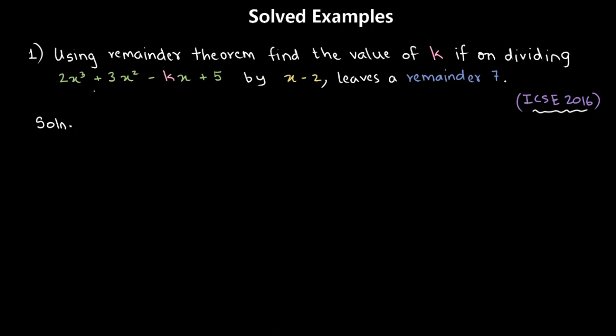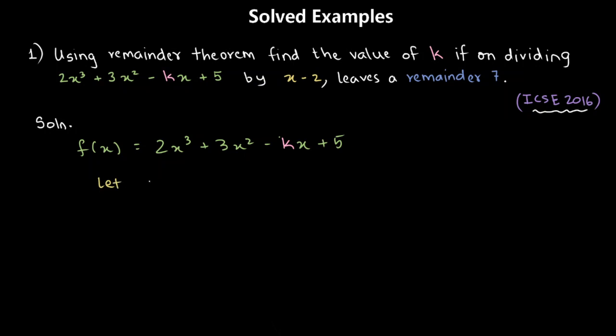So first, we know this is our polynomial over here. Let's consider our polynomial given to us as f of x because it's a function in x. So 2x cubed plus 3x square minus kx plus 5. We want to find the value of k. They've given us that the divisor is equal to x minus 2 and the remainder is equal to 7.